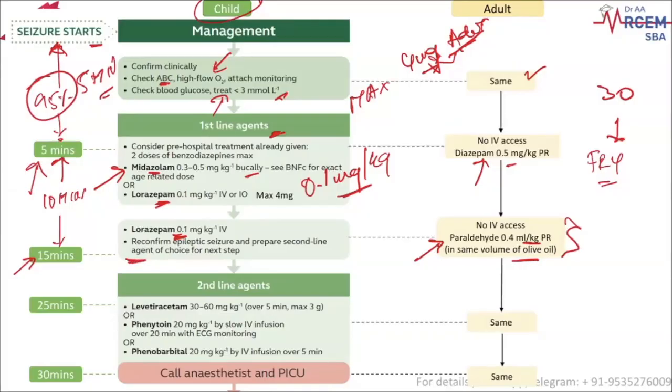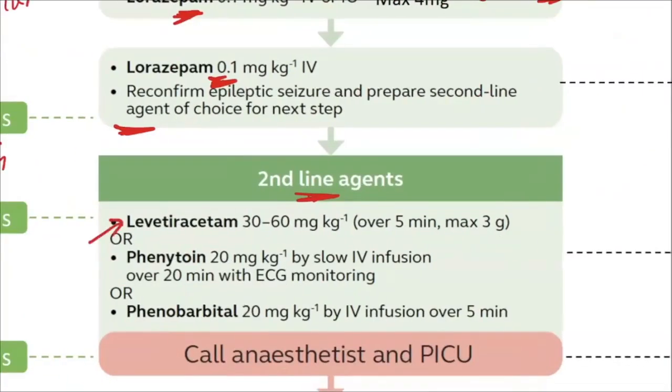You have given this, you have waited for 10 minutes, and now it has been 25 minutes since the onset of seizures. Still, the patient is actively seizing. That's when you will start giving second line of agents. There are three second line agents. One is levetiracetam, second one is phenytoin, third one is phenobarbital. Out of these three, the preferred one is levetiracetam.